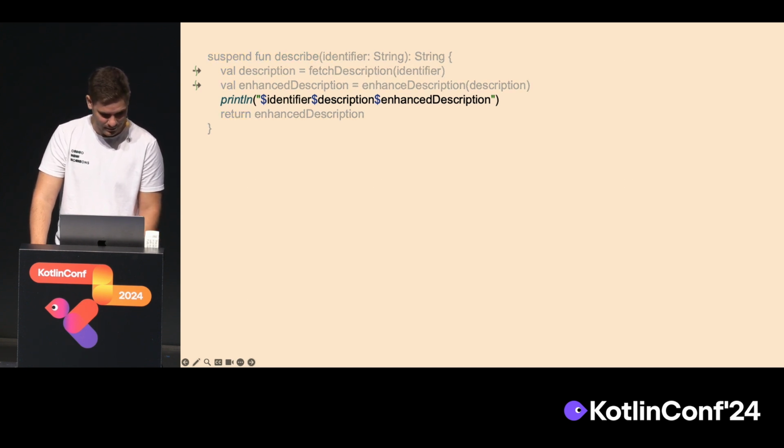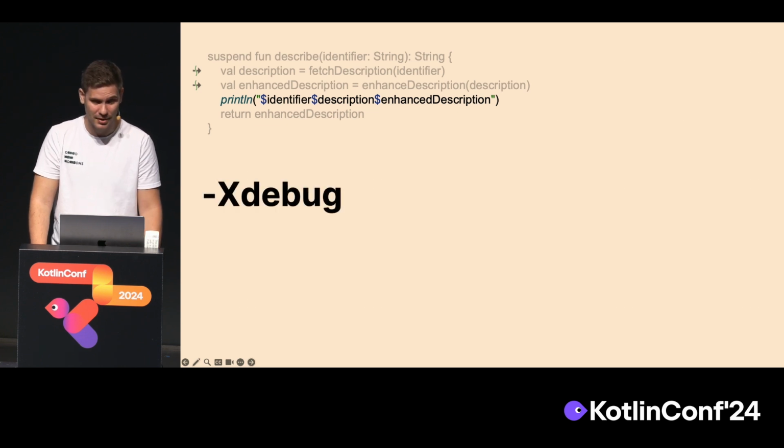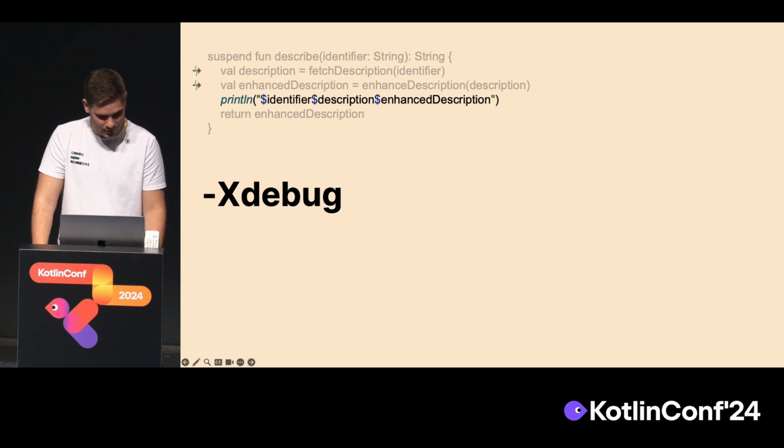The Kotlin compiler team created a flag that is called -Xdebug. So this compiler flag prevents specifically this optimization. When this flag is enabled, the compiler will no longer nullify variables that were supposed to be nullified.